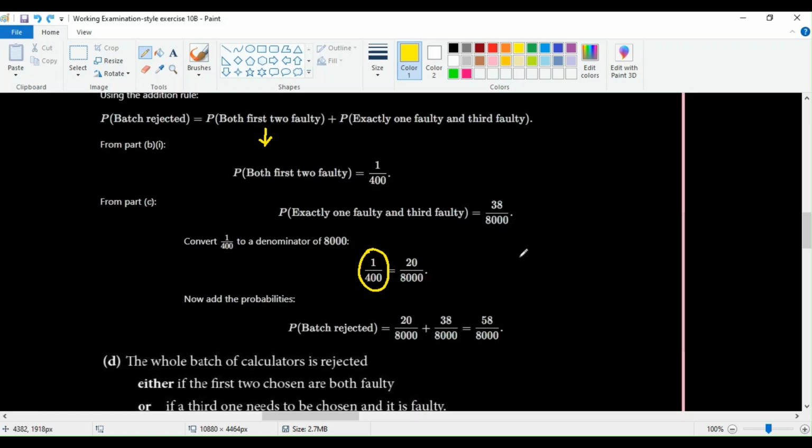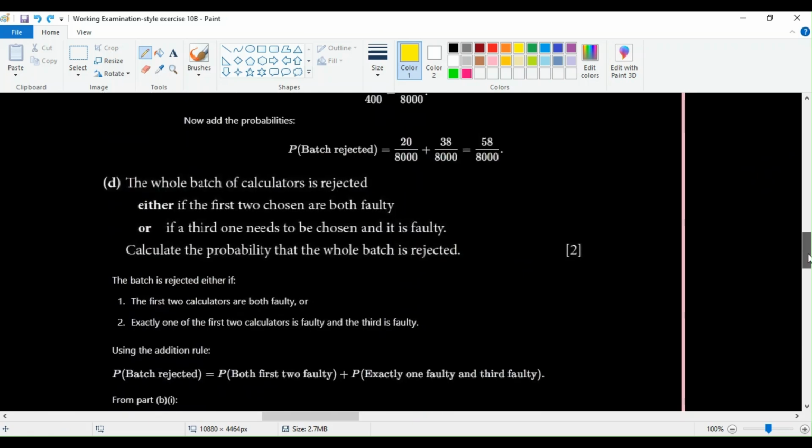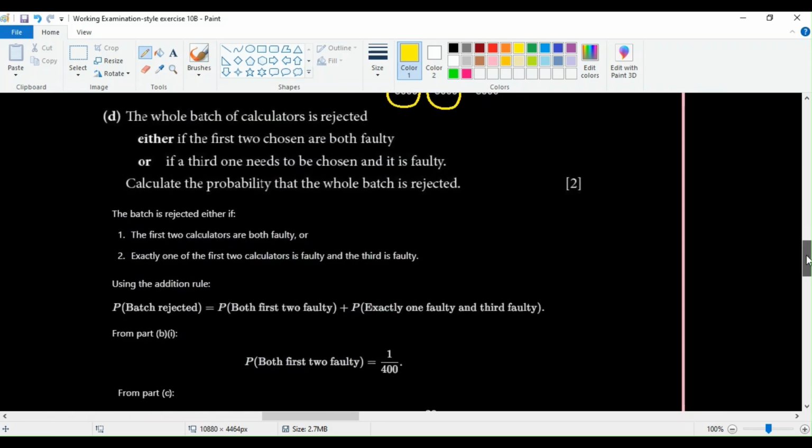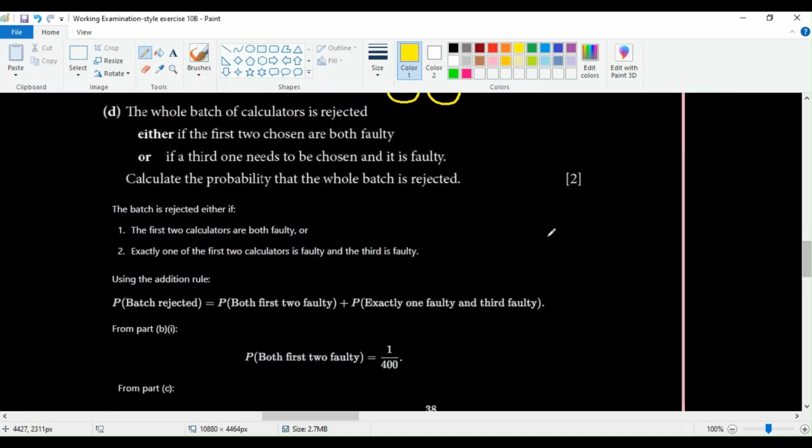Now, when it comes to adding the probability, it's going to be something like this. 20 over 8,000 and 38 over 8,000 is equal to 58 over 8,000, which is going to be the final answer for part C. Now, the last part, I guess, is part D.